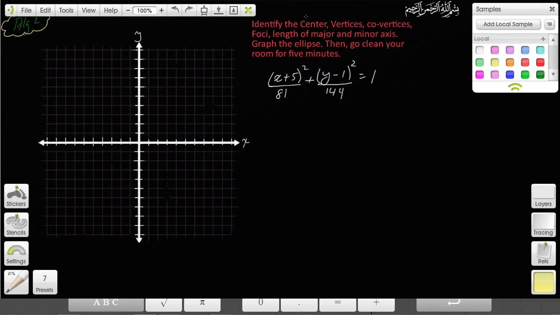Bismillahirrahmanirrahim. Let's do another example with an ellipse question. Here's the question. It says, identify the center, the vertices, the co-vertices. We're asked to find the foci and identify the major and minor axes, the length of the major and minor axes. Then we're asked to graph the ellipse, and then we're asked to go clean a room for 5 minutes.